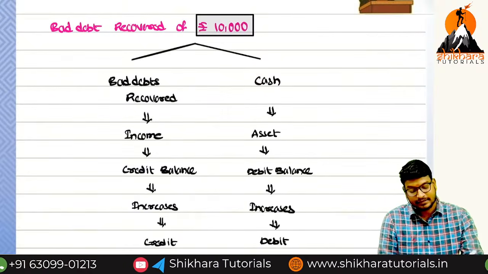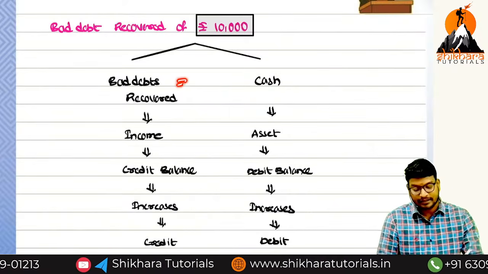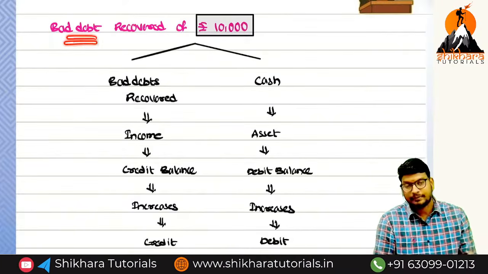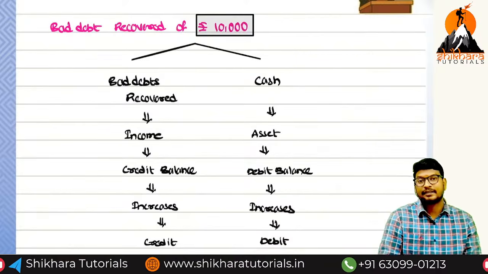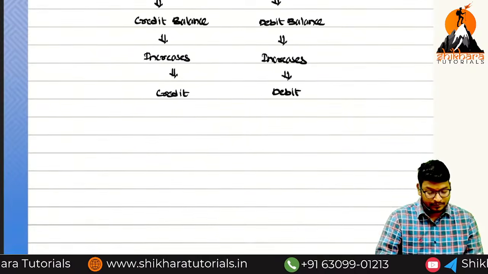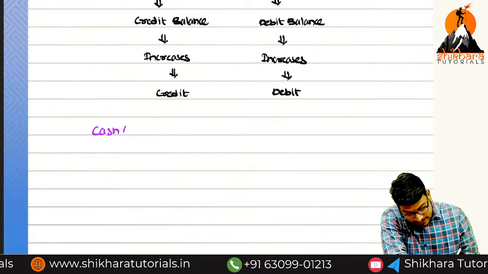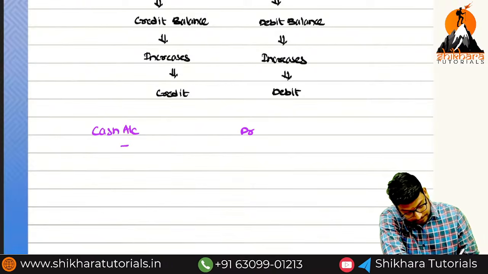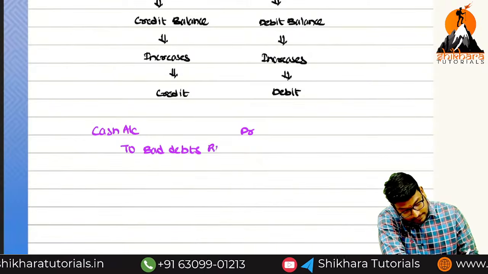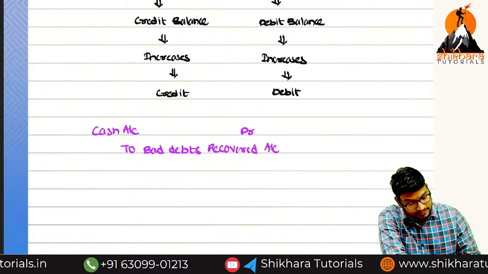Most of the students have a myth that the two outcomes are bad debts recovered and debtor. No, bad debts recovered and cash are the two outcomes in the case of bad debts recovered. This bad debts recovered will not appear in the debtor account; it is going to appear in the cash account. So the entry will be cash account debited to bad debts recovered account. How much? 10,000.